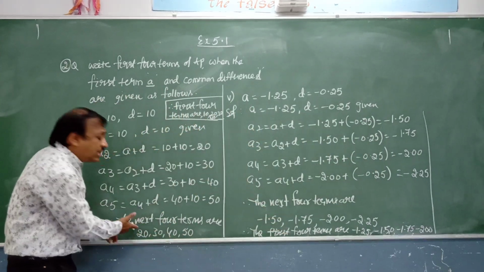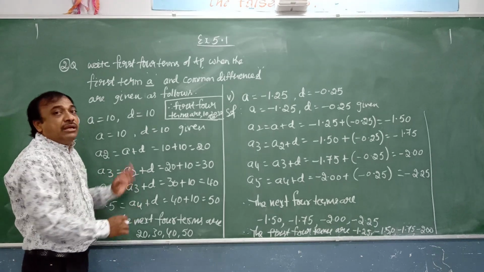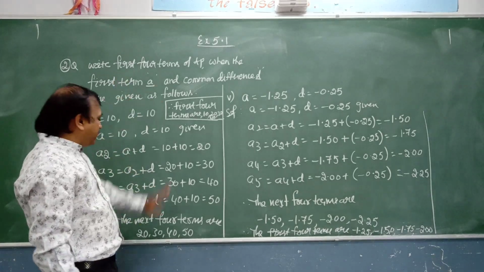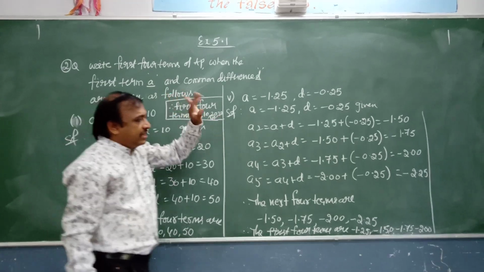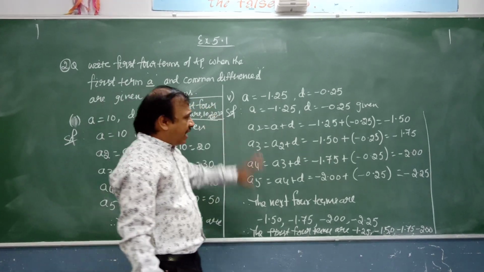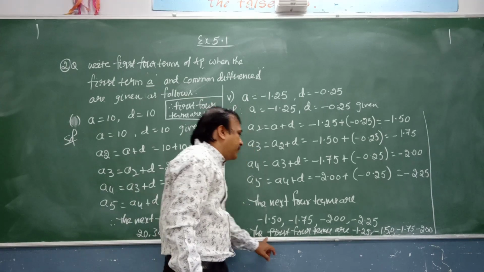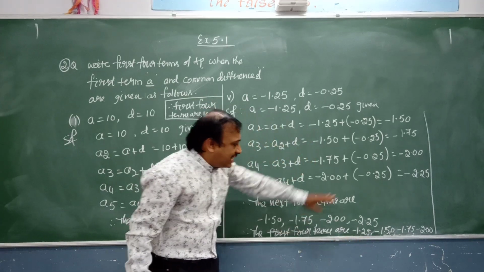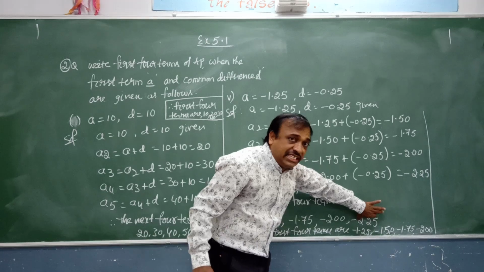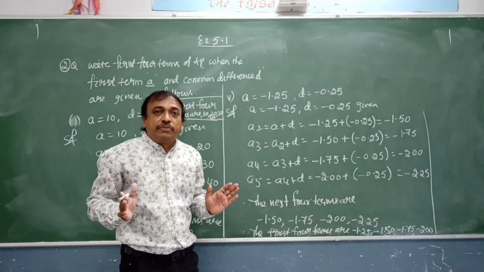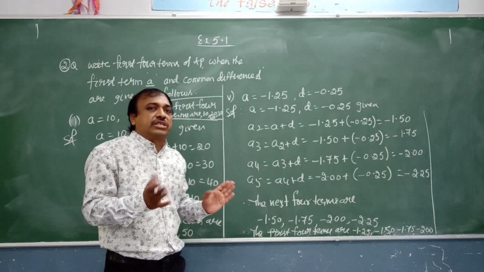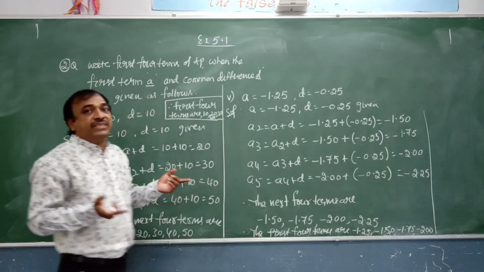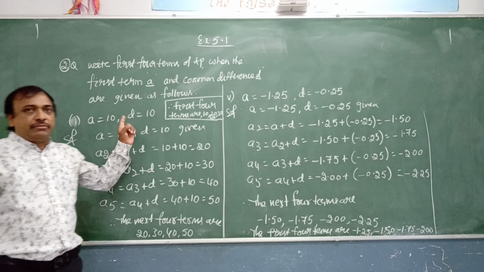Actually, what we did, we found the next four terms, but including the given term, the first four terms are 10, 20, 30, 40. Here I wrote the final statement. Why are we not writing minus 2.25 in this? Because minus 2.25 is the fifth term. But he is asking the first four terms including the given term. I hope you understood.